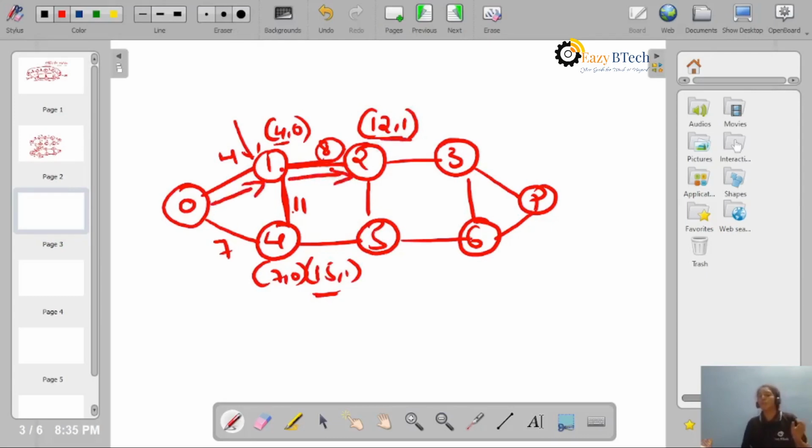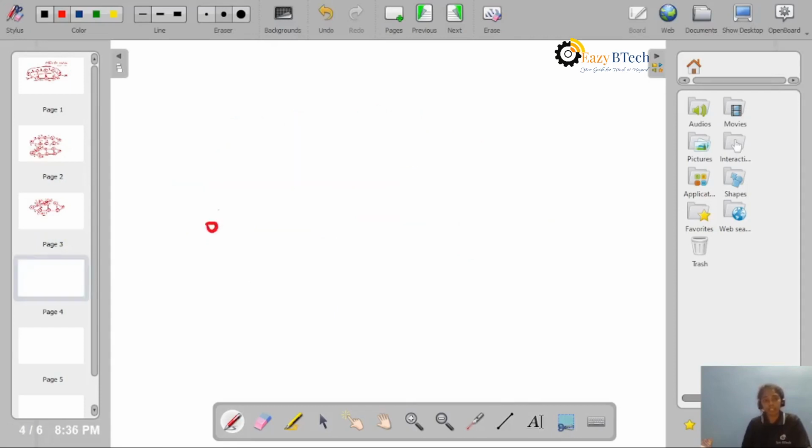To find the distance of each and every vertex, we have to add that minimum cost with the previous node's minimum cost, right? So next we consider the second node as the source vertex. From 2 we find the adjacent vertices here. So 2 to 5, 2 to 3, right? So draw this graph again.